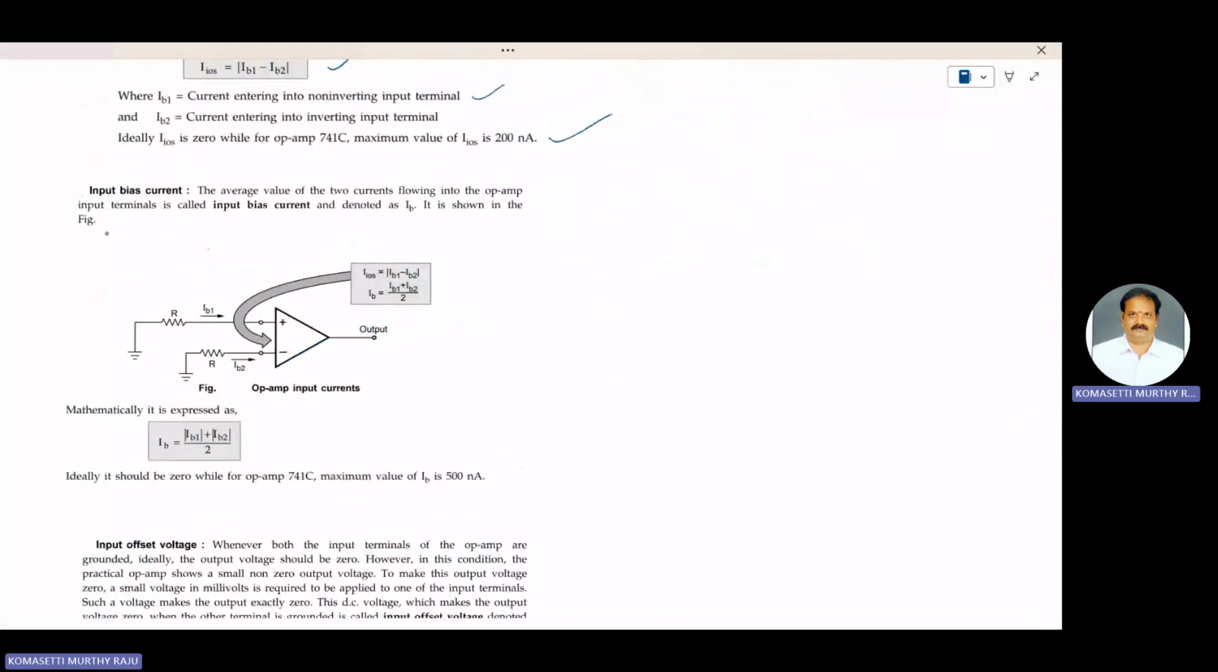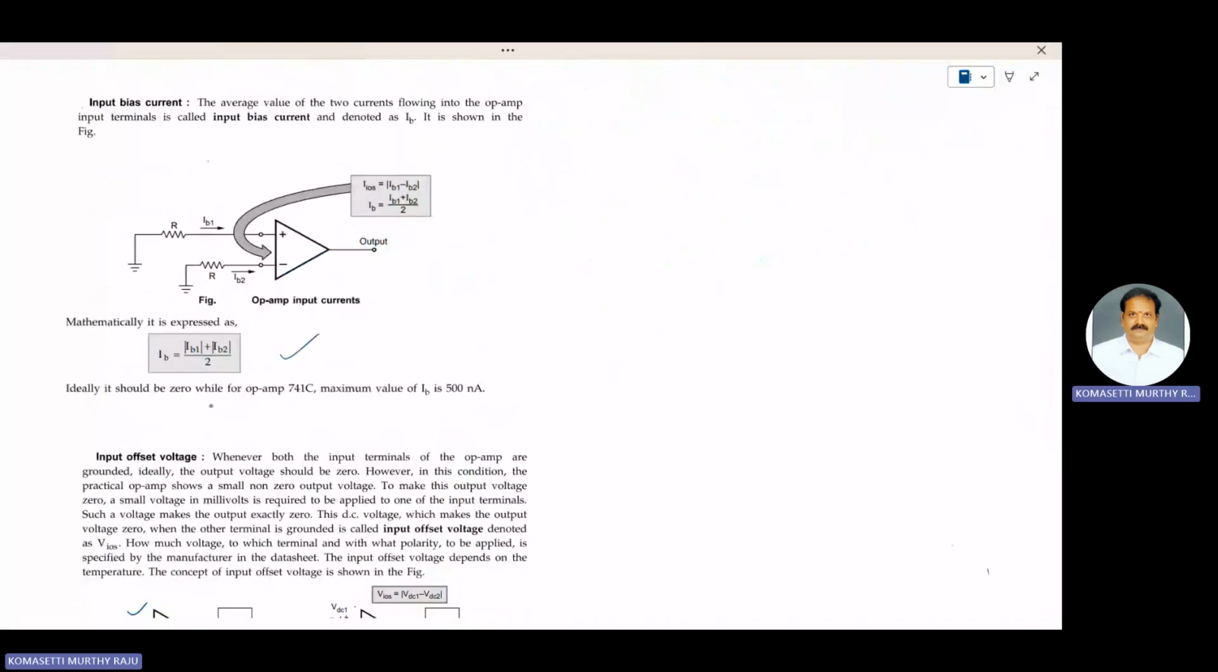Coming to input bias current, another parameter of the op-amp, the two base currents of the op-amp are IB1 and IB2. The average value of these two base currents is nothing but the input bias current. It is denoted as IB. IB is equal to mod IB1 plus mod IB2 by 2. Ideally, it should be 0 because in the ideal case, IB1 is equal to IB2 is equal to 0. But for the 741C op-amp, the maximum value of IB is 500 nanoamperes.